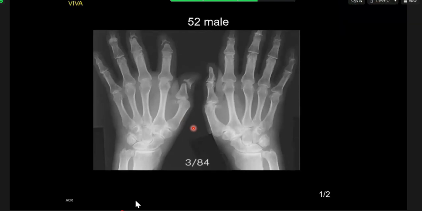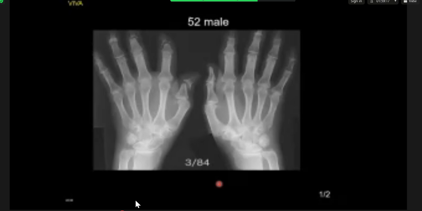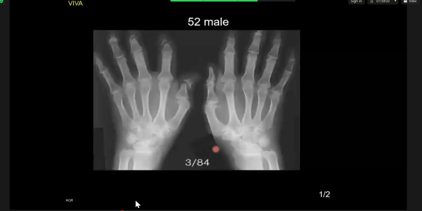Okay. Hands for a 52-year-old male. There's an abnormality bilaterally affecting the distal interphalangeal joints where there is erosion of the distal end of the middle phalanx and subsequent degenerative changes. This is reasonably symmetrical, probably slightly worse on the left. These findings would be in keeping with an erosive arthropathy.